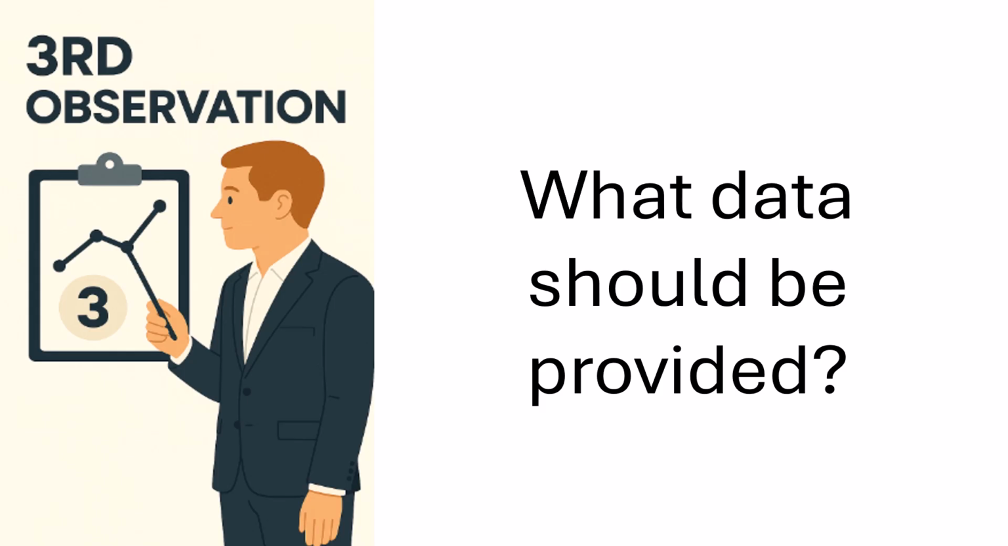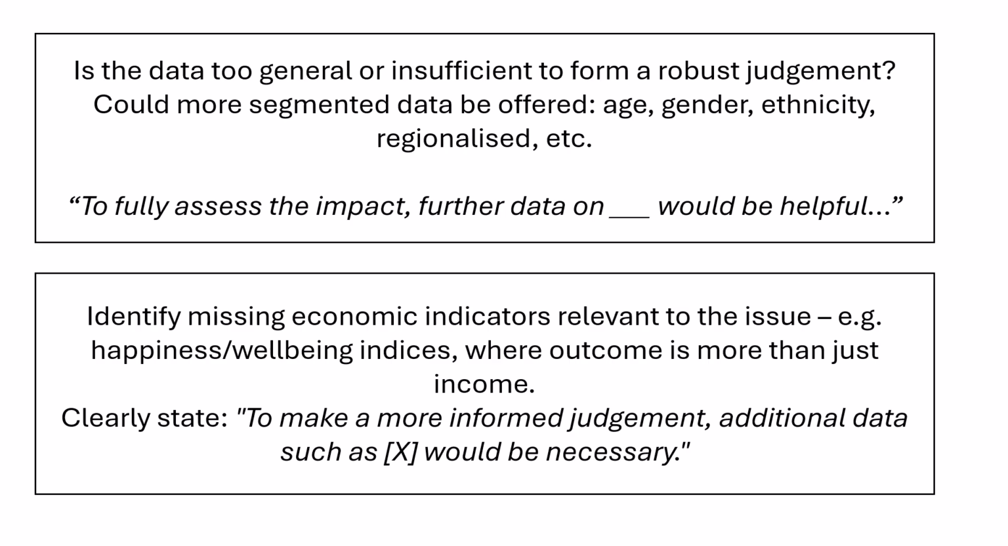My final observation, so my third observation, refers to what is missing from AQA itself. So for example, what data would you have liked them to provide to give a better indication? So these are two examples. Firstly, could the data that is given be more specific, or is it just too general? Could it be segmented? Or is there missing economic indicators? For example, are the figures mostly on monetary measurements?